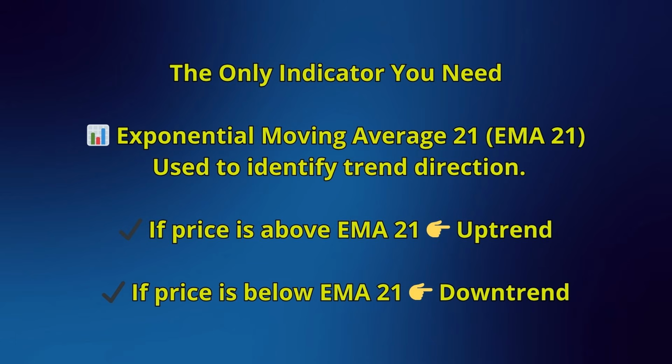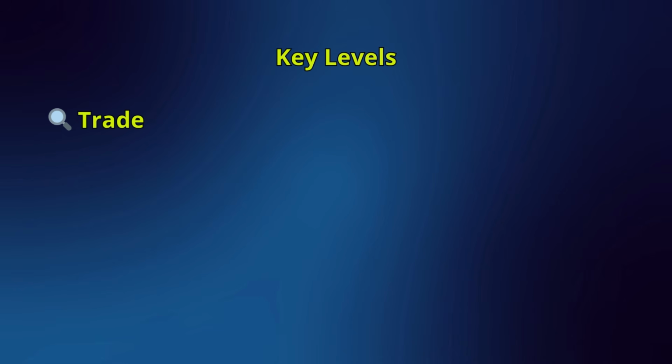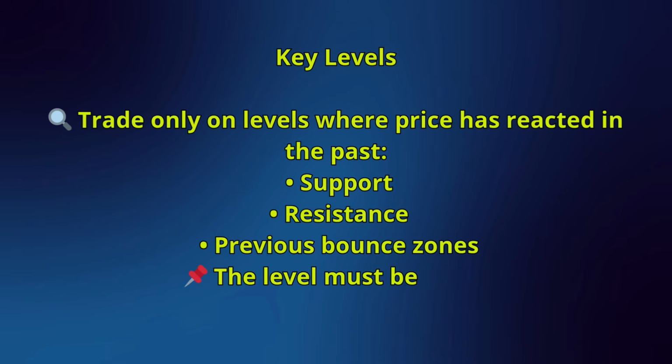The rule is firm. If the price is above the EMA 21, we are in an uptrend and only look for long trades. If the price is below the EMA 21, we confirm a downtrend and only focus on short trades. Our entry signal must always occur at a key level.